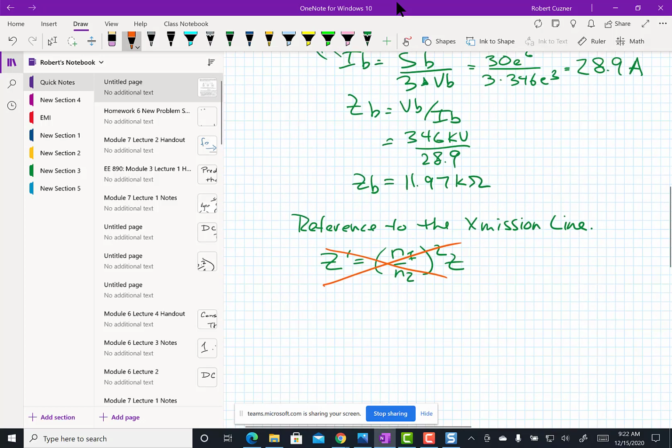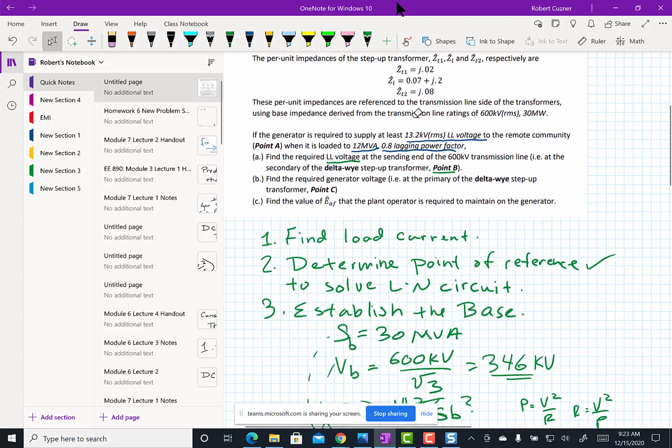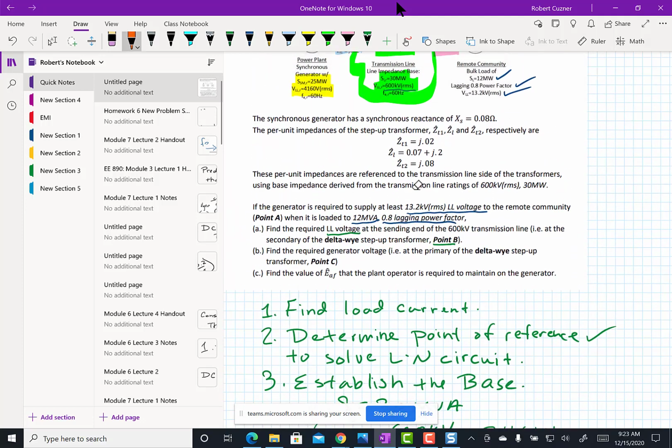So what you do, first of all, the easiest way to get things in the right reference is to use the base. It's the same thing. If you converted everything to per unit, or if you were given everything in per unit, and I said, I already did that. I said, these per unit references, they're referenced to the transmission line. So I already actually told you what your point of reference should be. So I already gave you and figured these out.